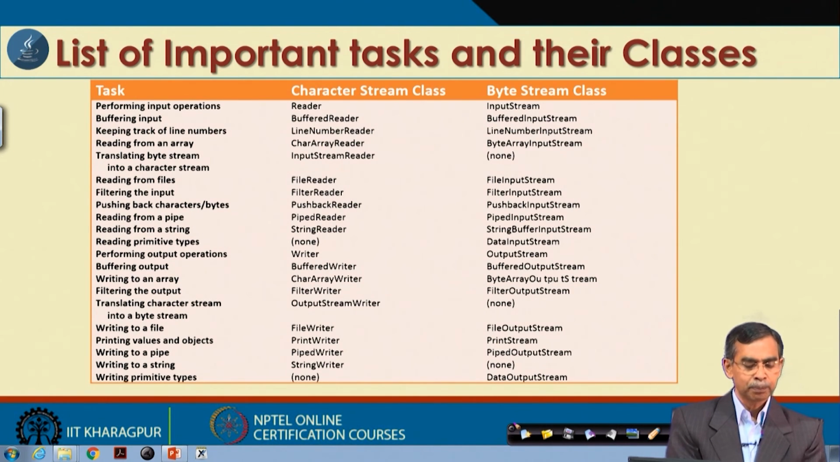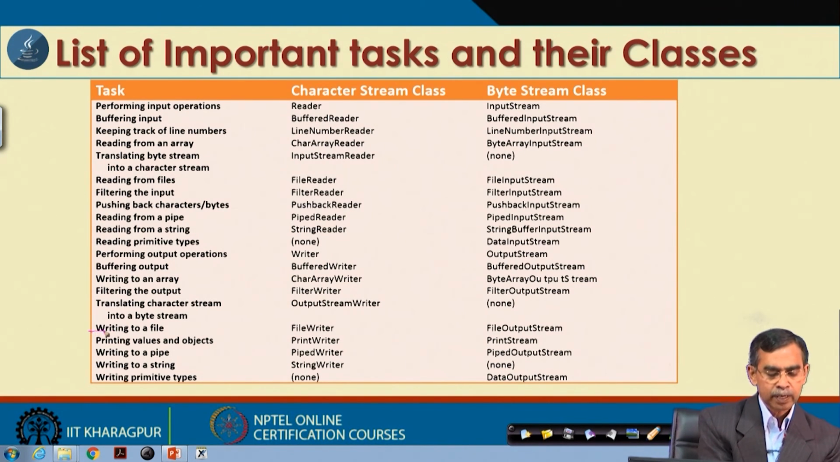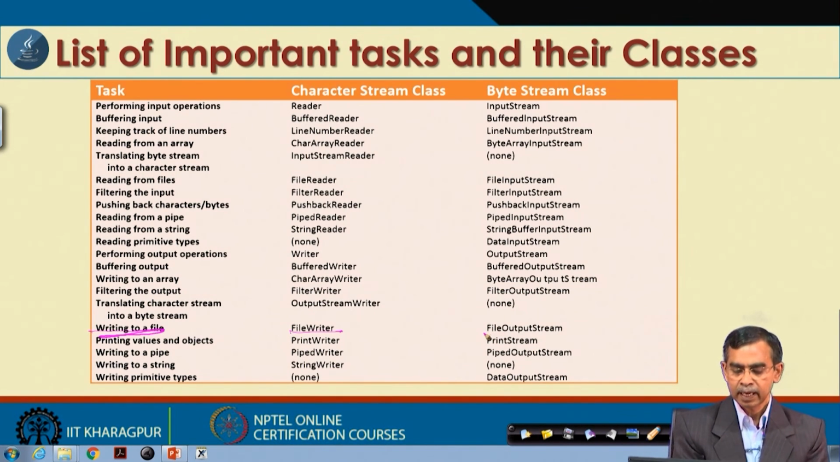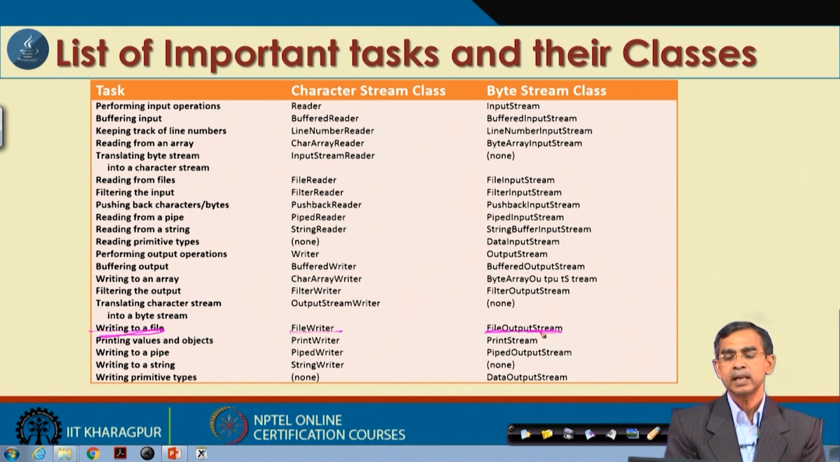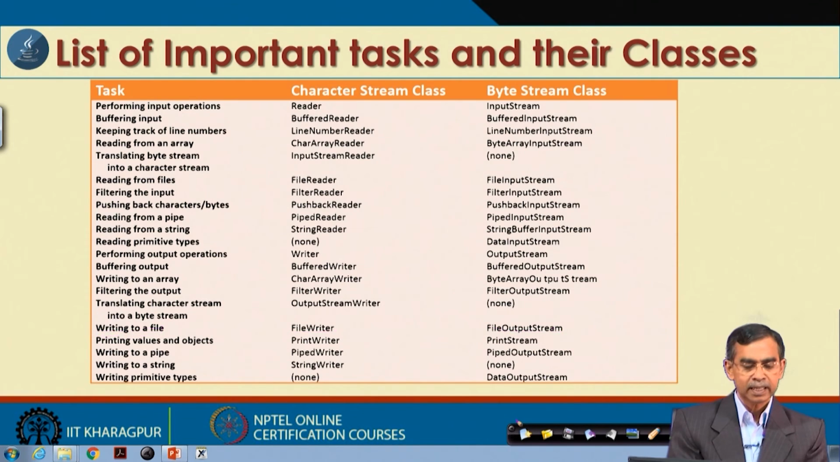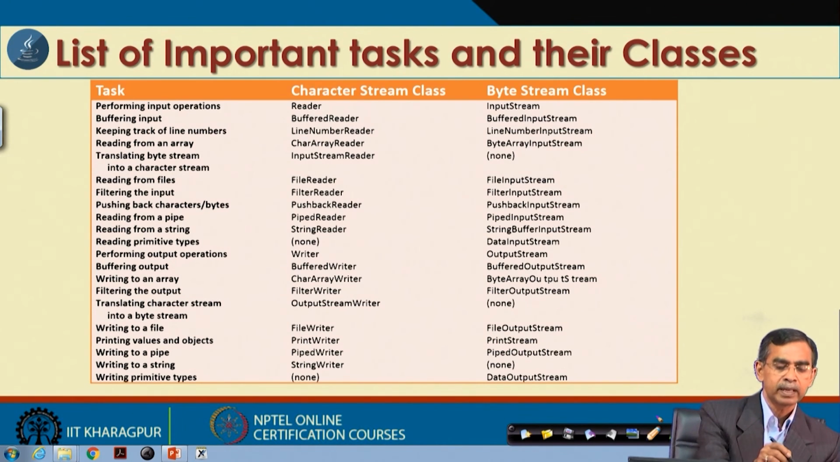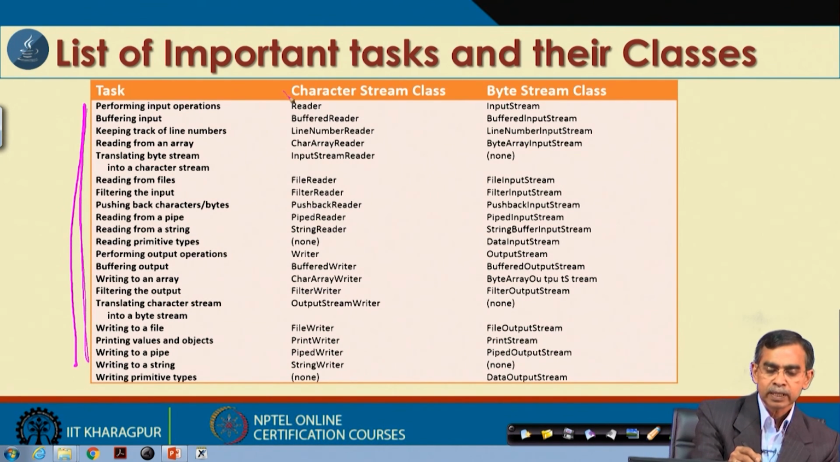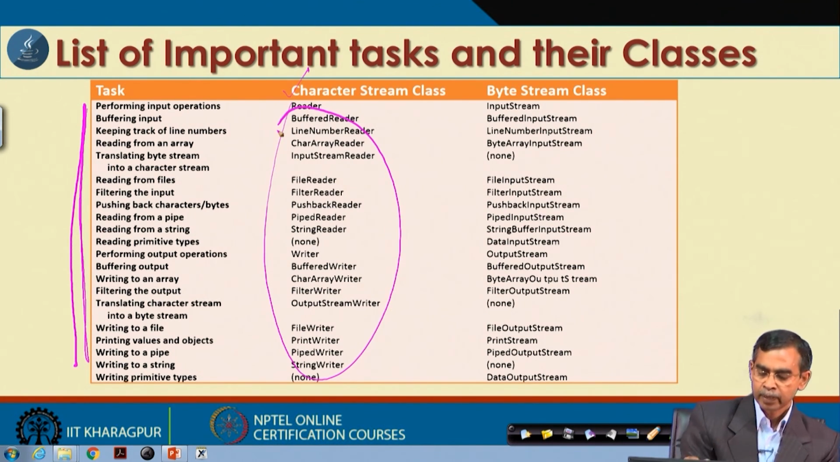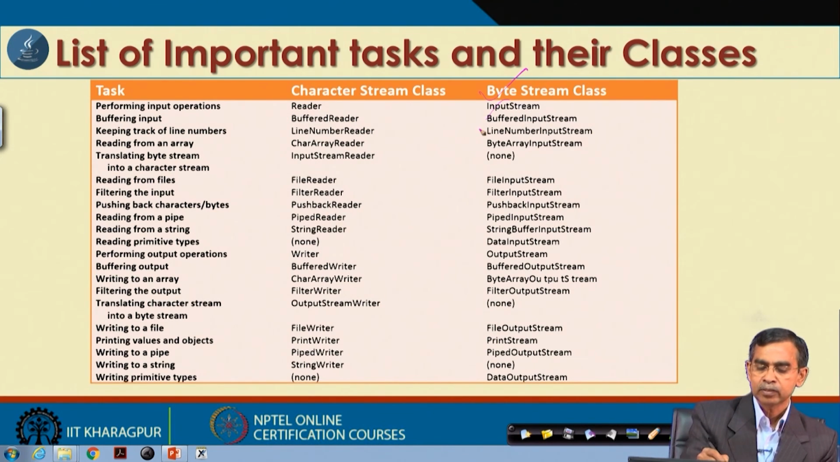As a particular example, if we want to write to a file, there are again both character stream classes as well as byte stream classes for it. As you see, writing to a file uses file writer if we want to use the character stream classes, and file output stream if we want to use the byte stream classes. So this gives an idea about the tasks we may want to perform. I have mentioned only a few tasks, those that are very important. If we want to use the character stream class, we have to use this one, and if we want to use the byte stream class, we have to use this one.